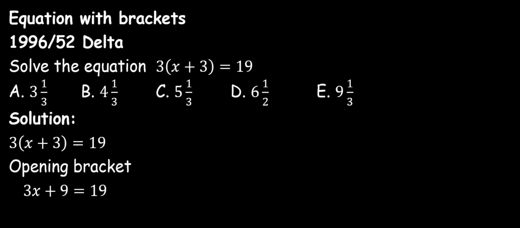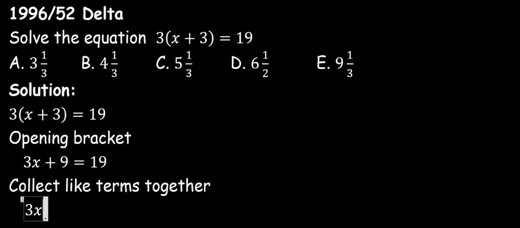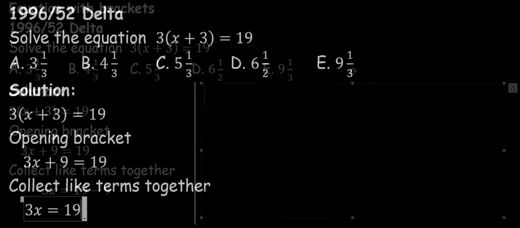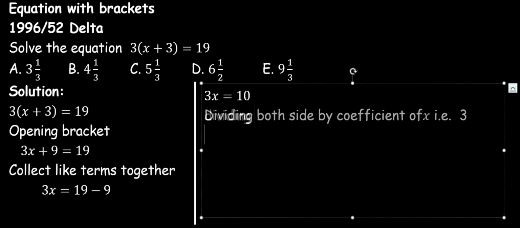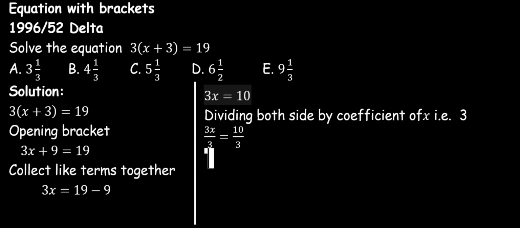Next, we collect like terms together, and we have 3x will be equal to 19 minus 9. Our result is 3x equals 10. Next, dividing both sides by the coefficient of x, which is 3, we now have 3x divided by 3 will be equal to 10 divided by 3. And our result will be x equals 3 whole number 1 over 3.